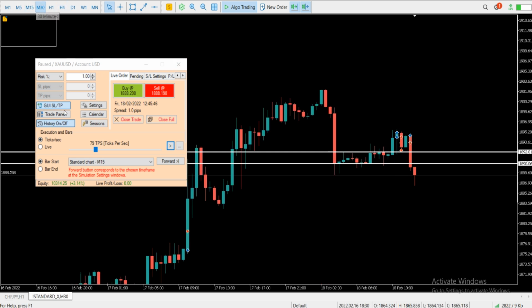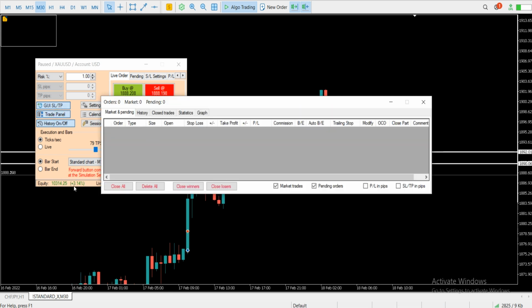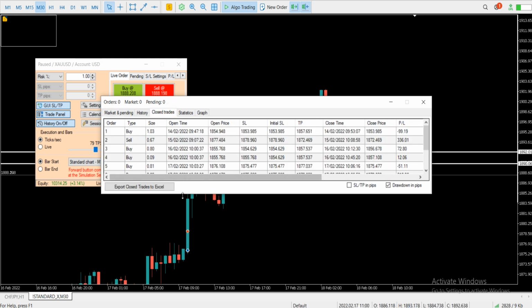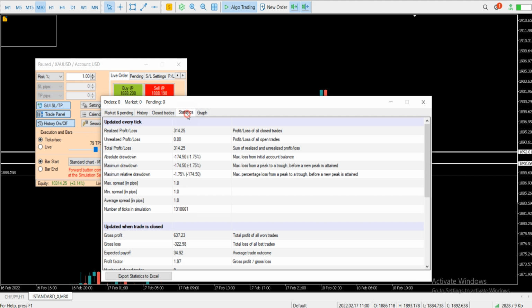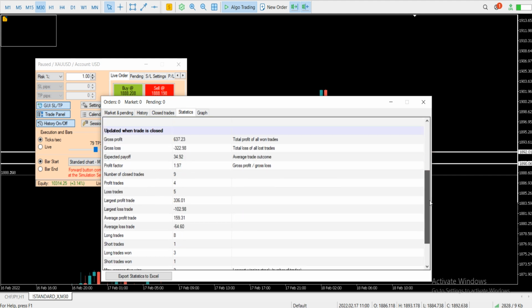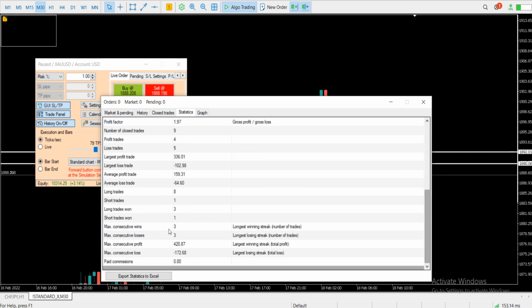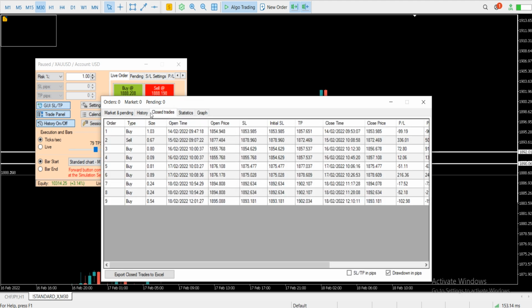Anyway, this was the simulation session of gold, right? Somehow I managed to make 3% in 1 week. Let's take a look at the stats. I entered 9 trades, out of which 4 were profit trades and 5 were losing trades. And let's see the graph. Okay, yeah, it was okay.